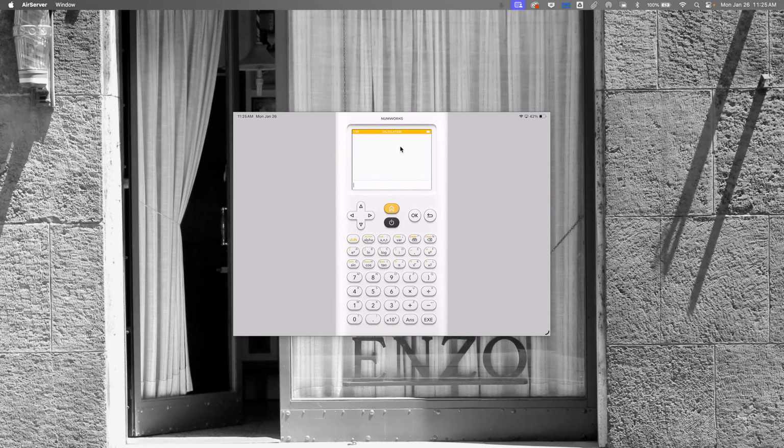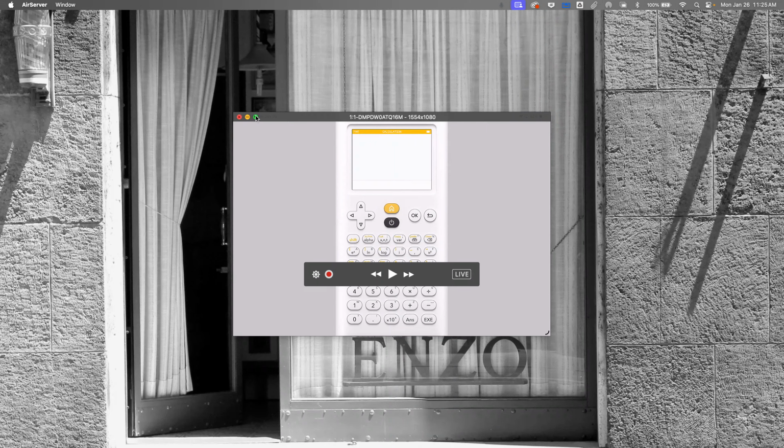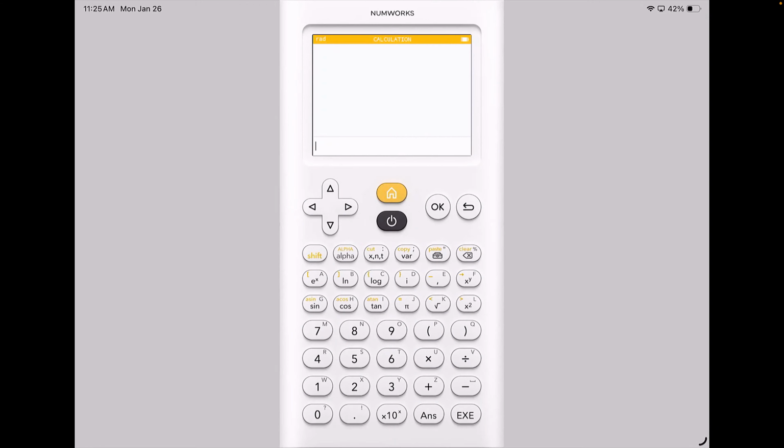So you go 14 divided by 4 in parentheses, and then you say squared. Squared is right above, right next to the square root. Hit enter.